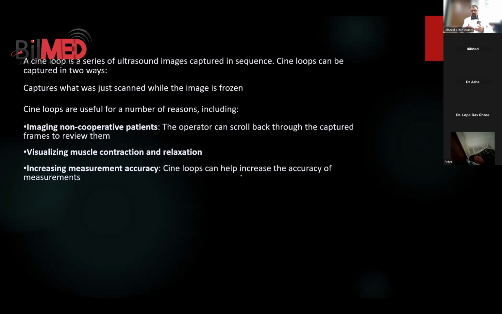And one more important thing, to increase the measurement accuracy. How? You will scroll down and you will see where I have a better quality image. There only you will take the measurement, and that is possible when you scroll down into the previous images, and that is the Cine loop. So this was about the Cine loop.